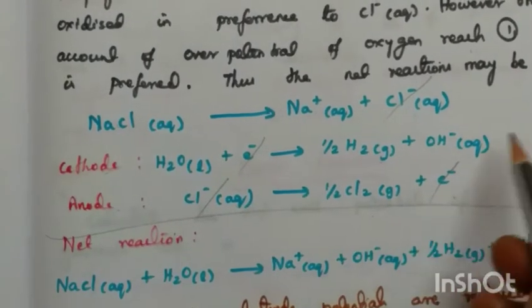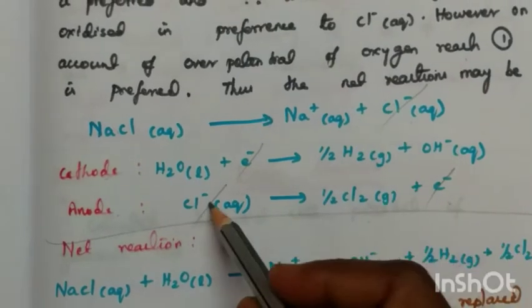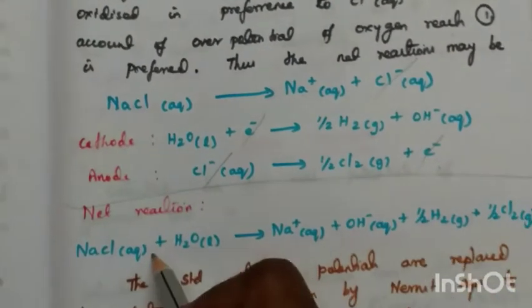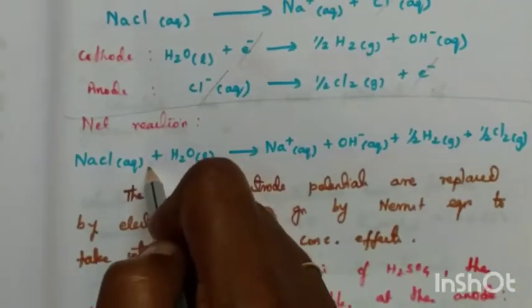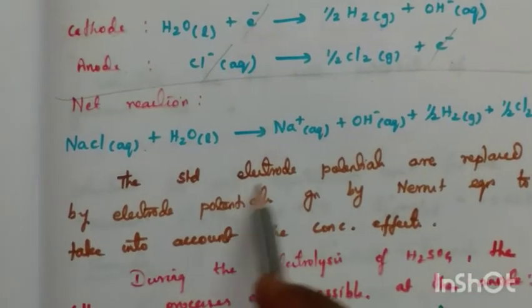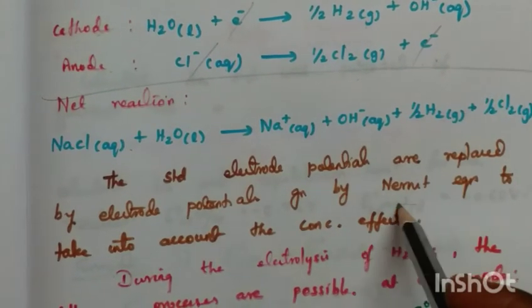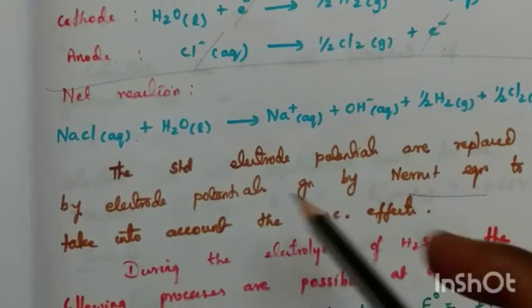Add the overall reaction, all these three reactions. Cancel the possible Cl, electron, electron. Add the remaining. So this is the overall reaction which takes place in the aqueous NaCl. The standard electrode potentials are replaced by electrode potential given by the Nernst equation, taking into account the concentration effect.